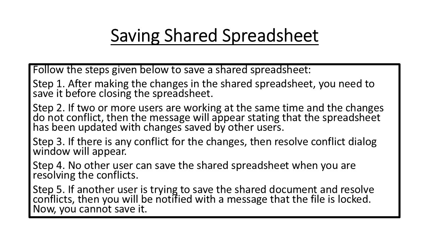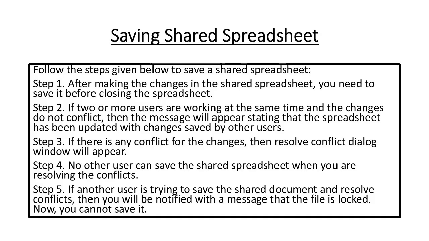The second step says that if 2 or more people are working on the same file, but they're making changes in different locations, different cells, there is no conflict. No one is going to interfere in the other person's data. So there will be no issues in saving this file.